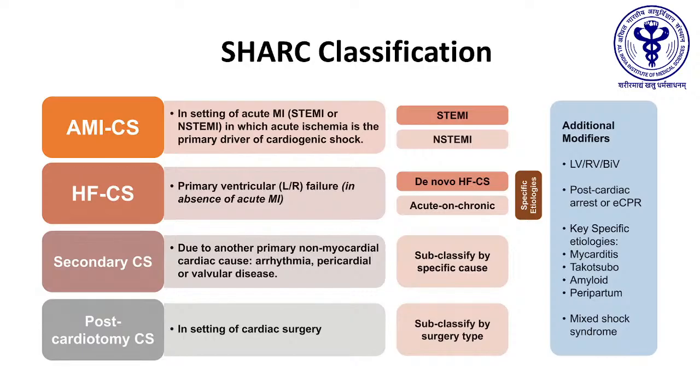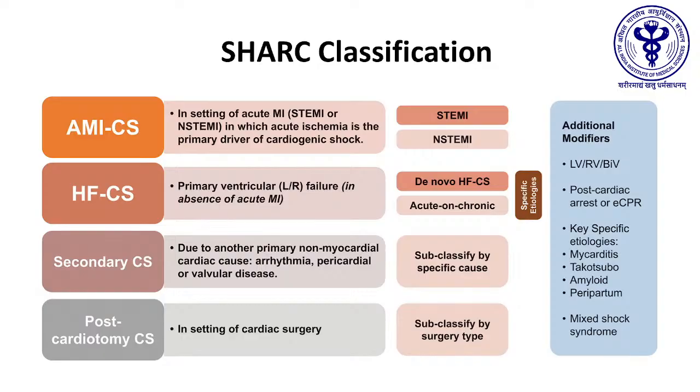So the SCAI classification. SCAI stands for Society for Cardiovascular Angiography and Interventions. So this is the latest classification on cardiogenic shock, and it is accepted by both the European Society of Cardiology as well as the American Heart Association. It classifies mainly into 4 types, that is acute myocardial infarction related cardiogenic shock, which is further divided into STEMI and NSTEMI, and heart failure related cardiogenic shock, which is primarily a left ventricular or right ventricular failure.